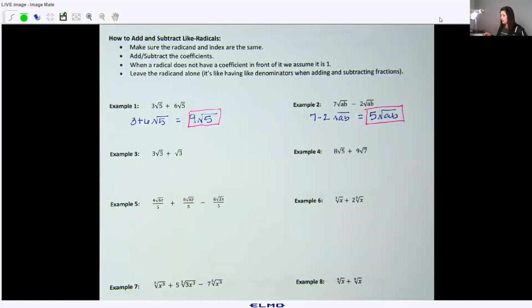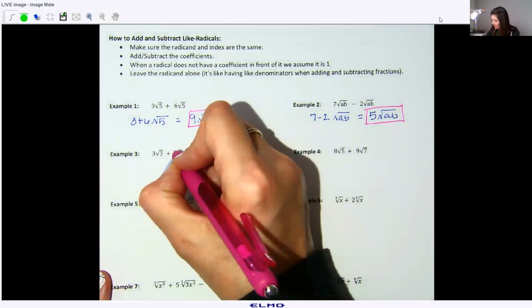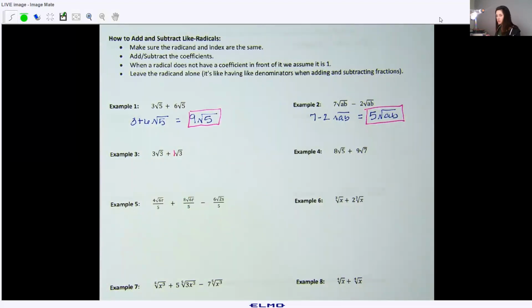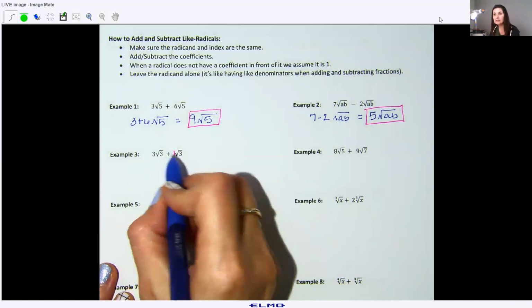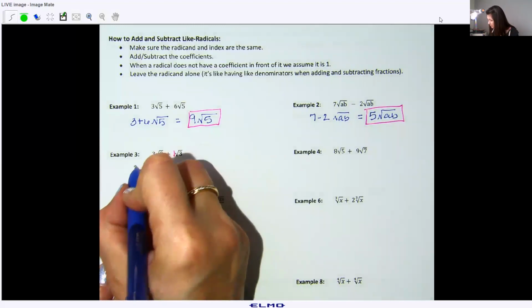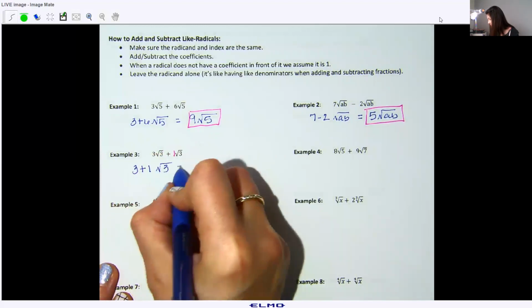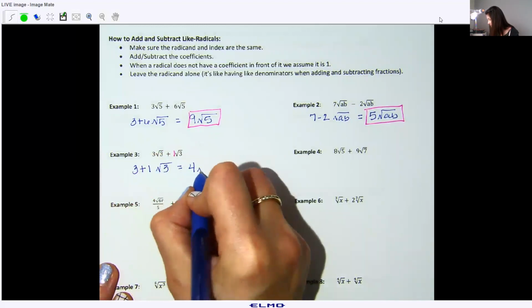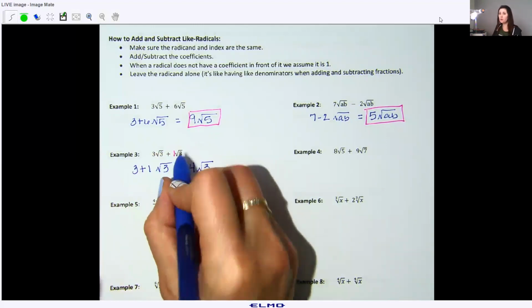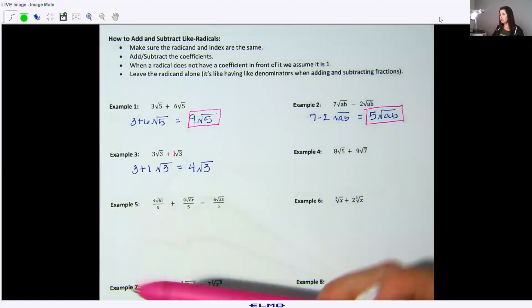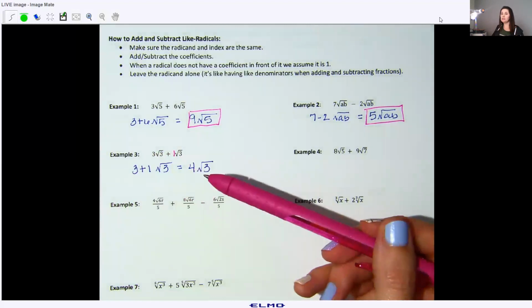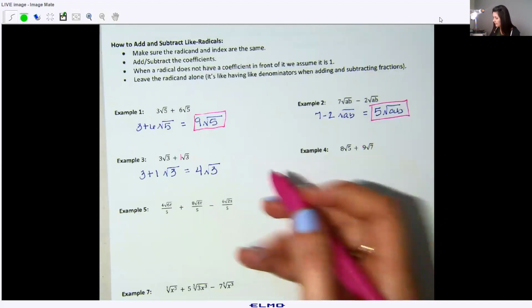Okay. All right. Now remember, if a radical does not have a coefficient, we assume there is a 1 there. So I'm going to put an imaginary 1 or just a 1 there. And now the radicand and the indexes are the same, so we can add these together. If it helps put that 1 there, please put it there, because a lot of students will end up putting the answer as 3 square root of 3 because they forgot to add in that 1.